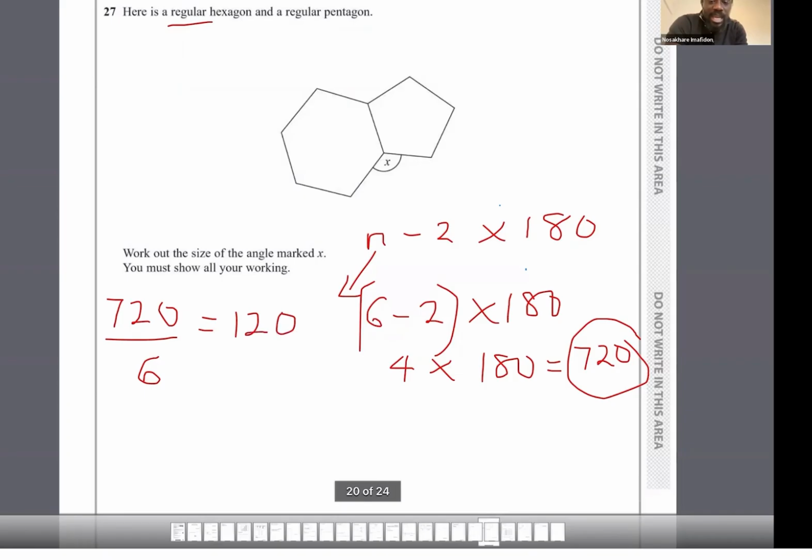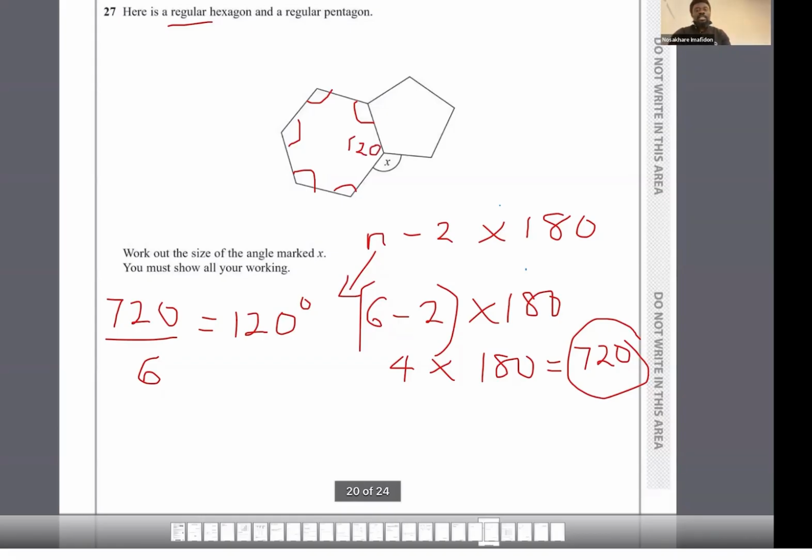Do not forget that we are dividing by 6 because of the word regular. If it's regular, it means they are all equal, and we earn the right to split them equally. So the angle in each of these hexagon angles is 120. So we have 120 here, 120 here, 120 here, 120 here, but the area where we are concerned is this part here, where I'll just add the 120.